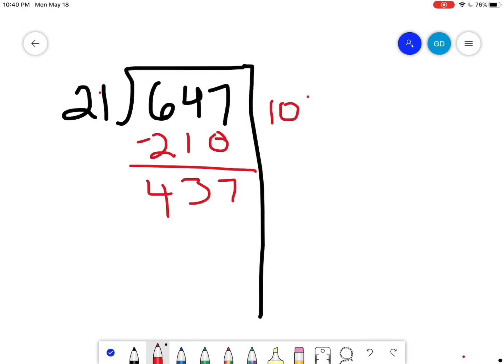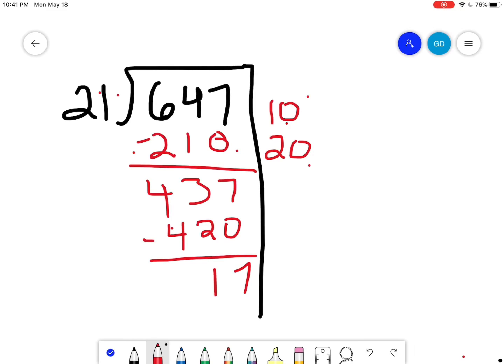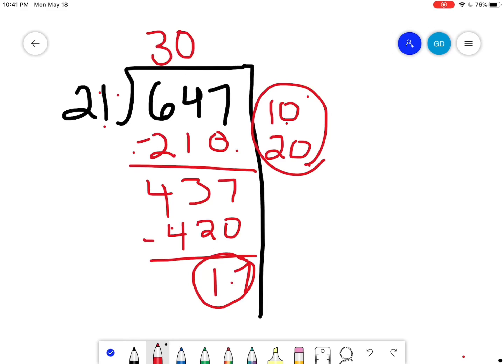7, 3, 4, and I'm left with 437. I can do another 10, that would be no problem, but I can also see that if I double my 10 and do a 20, I would have 420, which gets me pretty close to where I need to be. So 20 times 21 is 420, because it's just double of what this one was. Take out my 420: 7, and a 1. I'm left with 17. I've got 17 left. 21 does not go into 17. I've so far taken out a total of 30, so my answer is going to be 30 with my remainder of 17.